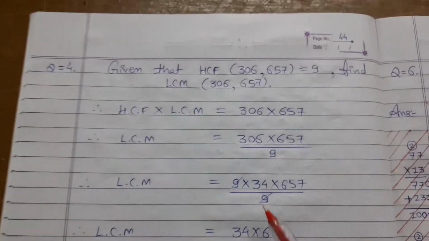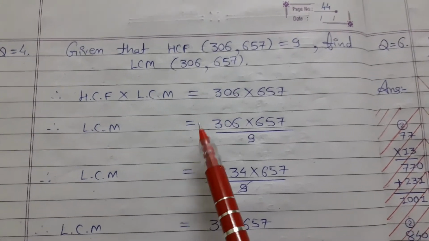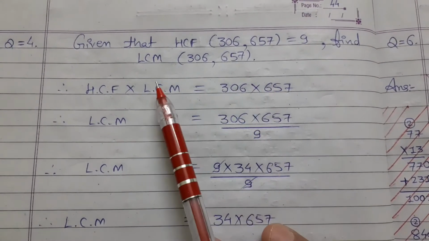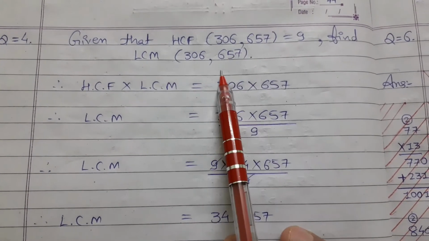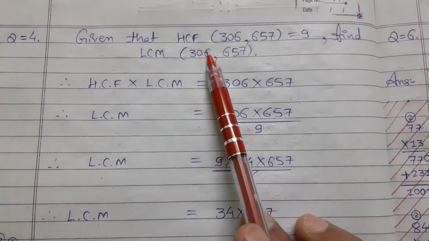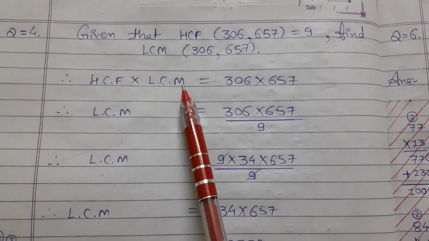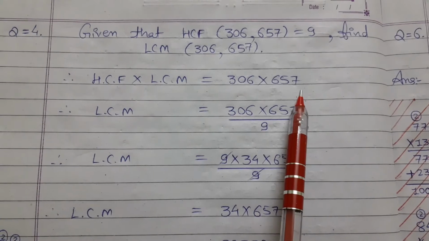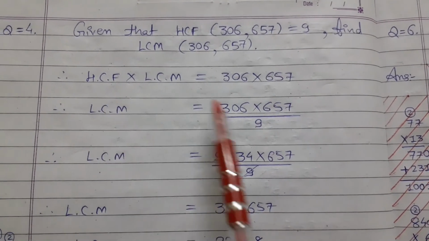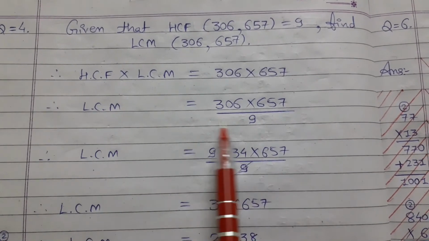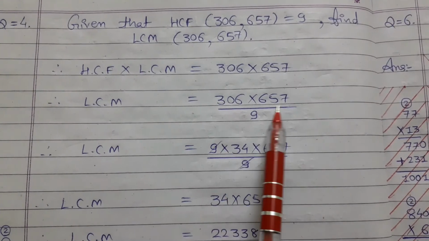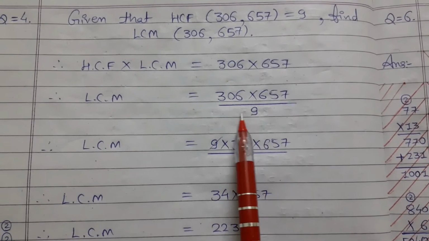Moving on to question number 4. Given that HCF of 306 and 657 is equal to 9, find the LCM. We have to use the formula, that is HCF into LCM is equal to the multiplication of the two numbers. Here HCF is given. HCF into LCM is equal to 306 into 657. We have got the HCF as 9. We will put it in the denominator by cross multiplication. LCM is equal to 306 into 657 divided by 9.